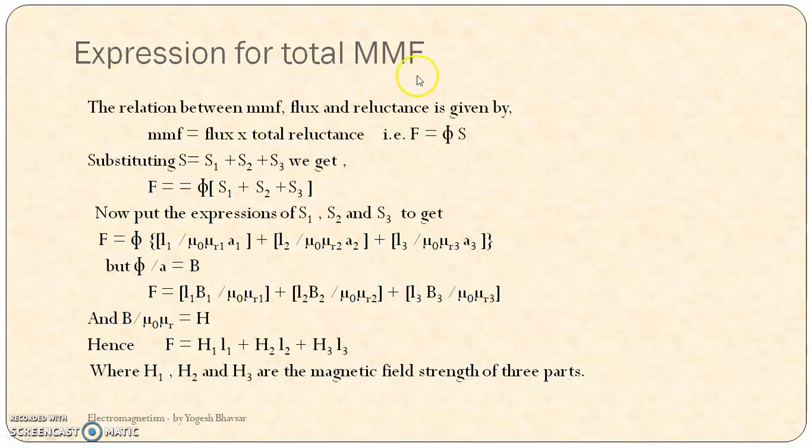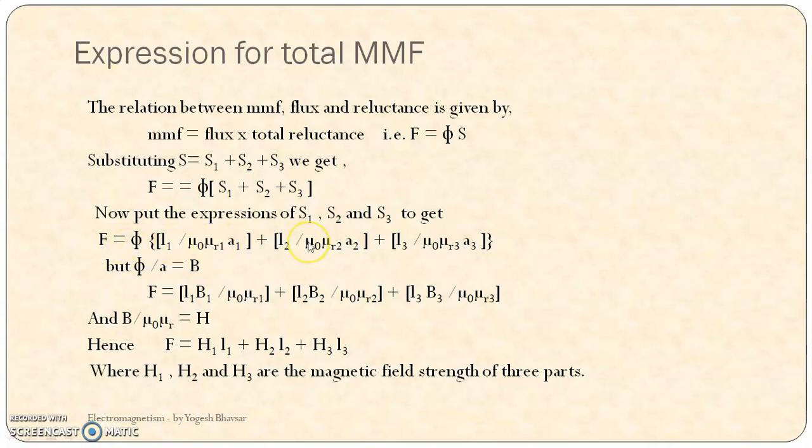Now similarly the expression for mmf. So total mmf we have flux into reluctance, F is equal to phi S. Then we have S is equal to S1 plus S2 plus S3. So we can put it here. Now we have the expression for S1, S2 and S3. So we can put in the formula of total mmf.